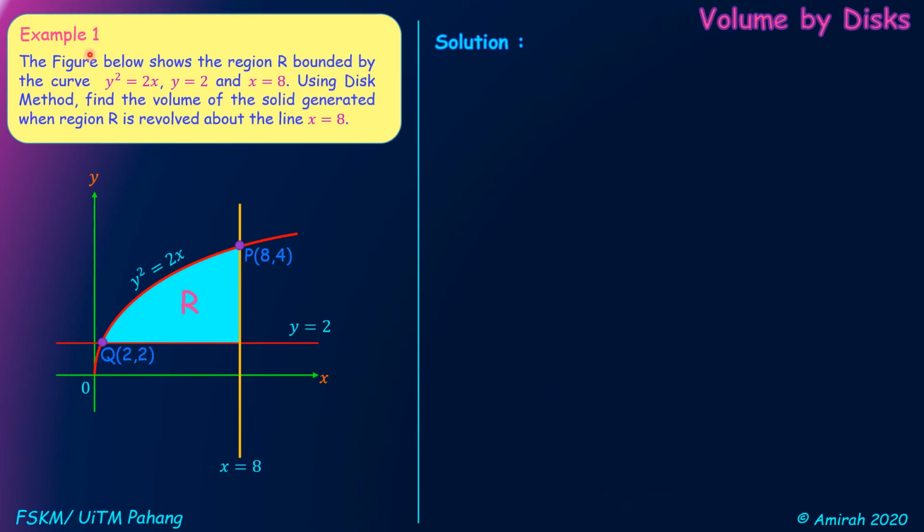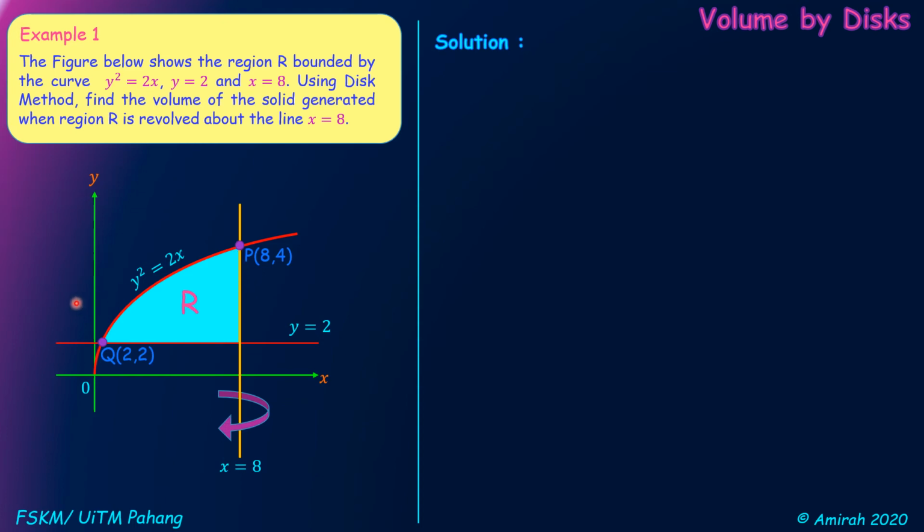Now we look at example 1. The figure below shows the region R bounded by the curve y squared equals 2x, y equals 2, and x equals 8. Using this method, find the volume of the solid generated when region R is revolved about the line x equals 8.